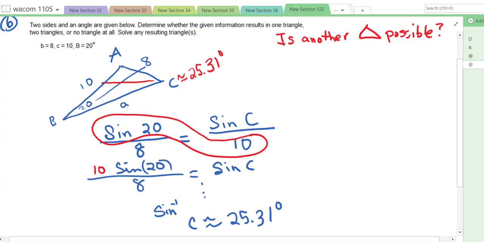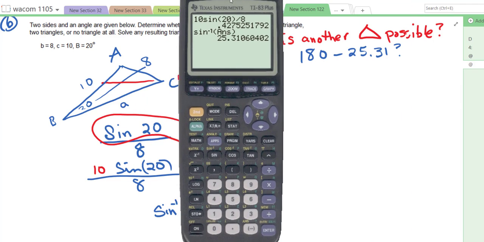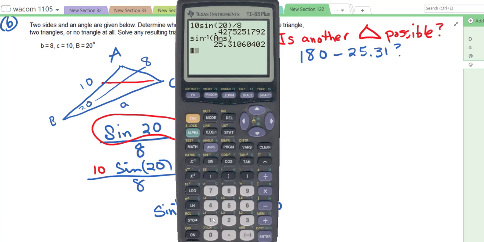So we need to do 180 minus 25.31, if it's possible, whatever that is going to be that angle. All right, so 180 minus 25.31, enter. So it would be 154.69.